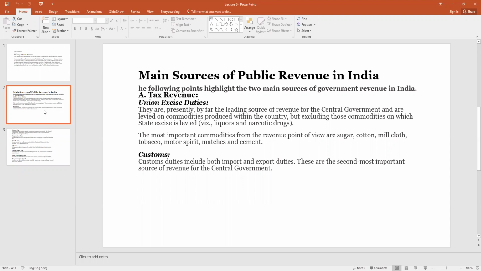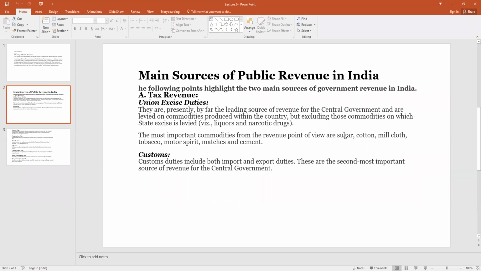Under the tax revenue, what are the different heads of tax revenue? We collect taxes for the welfare of the people, because we need them for welfare schemes and public projects. In that process, we have discussed what union excise duties are: duties imposed on commodities produced, other than liquors and narcotic drugs, and collected by the central government.